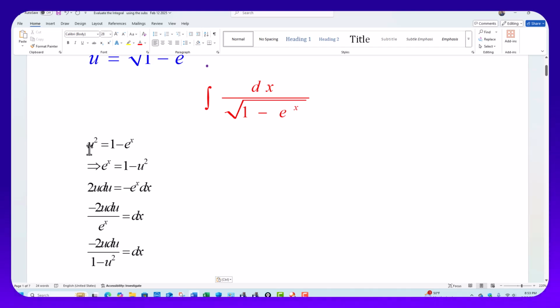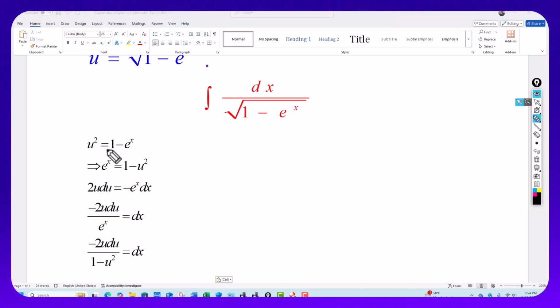And then from the first setup here, u squared equals 1 minus e to the x. I take the derivative there. I get 2u du. Derivative of 1 is 0. And the derivative of minus e to the x is minus e to the x, so I get minus e to the x dx. So when I solve for dx, divide by minus e to the x, both sides here.